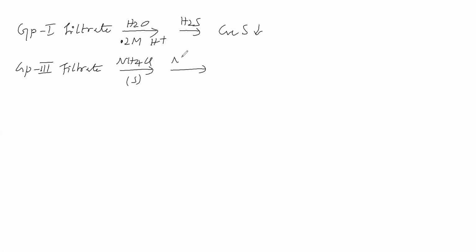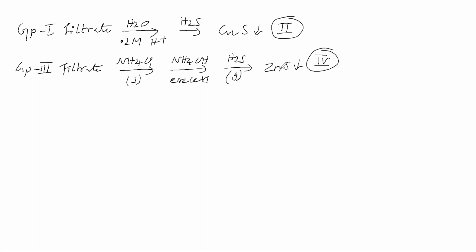Then we are adding excess ammonium hydroxide. Then we are passing H2S gas. Now the group 4 cation is precipitated. See, group 2 cations precipitate as sulfides, and group 4 cations also precipitate as sulfides.